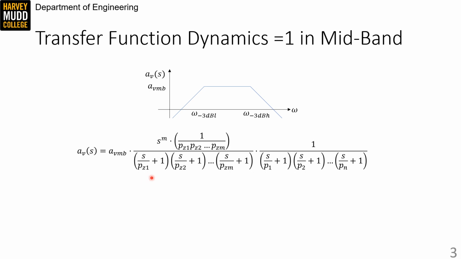The term in the middle represents our rising slope on the left of the figure, which comes from our coupling network impedance dropping and our bypass capacitors starting to be lower impedance than the resistors they're in parallel with. And we model that by imagining we have some number of zeros m at the origin, and then an associated pole for each of those zeros at locations pz1 through pzm.